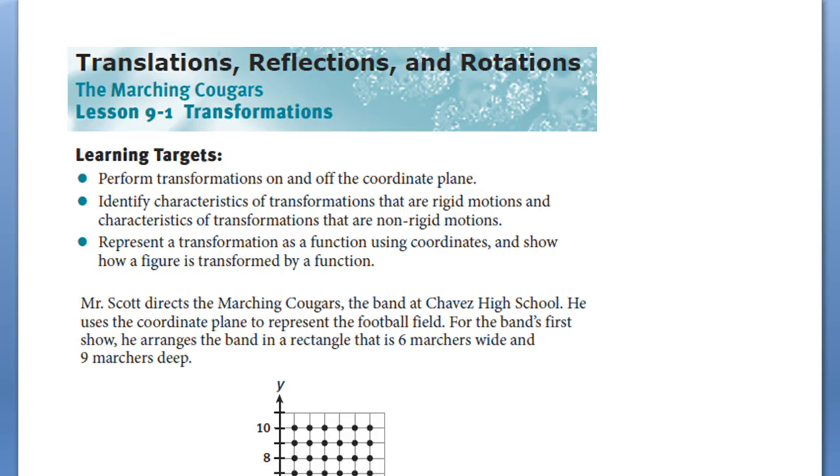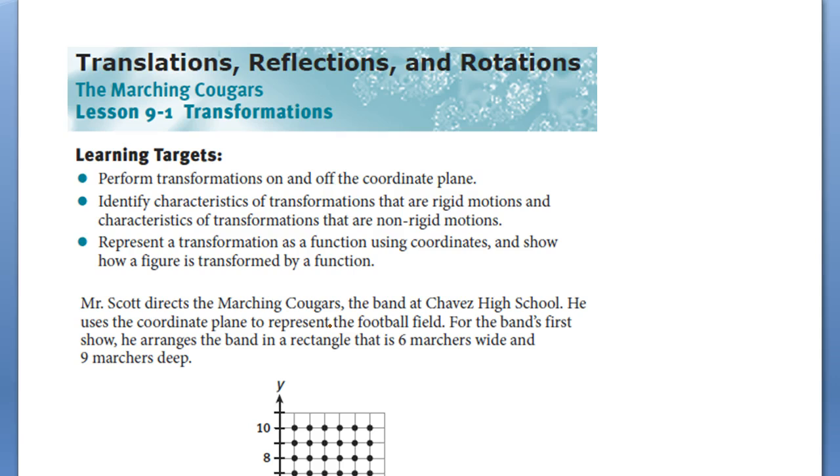This video is for lesson 9-1, transformations. We're starting a new unit about translations, reflections, and rotations. And here's the first lesson. Learning goals are to perform transformations on the coordinate plane, identify characteristics of transformations that are rigid motions, and characteristics of transformations that are non-rigid motions, and represent a transformation as a function using coordinates.